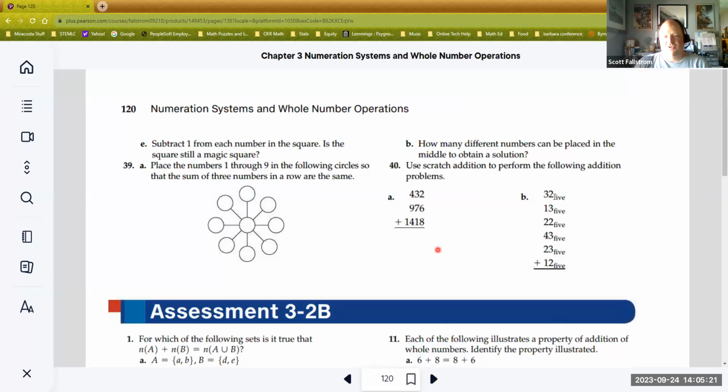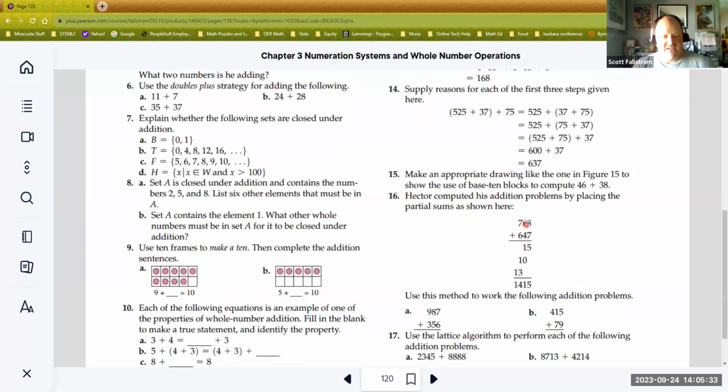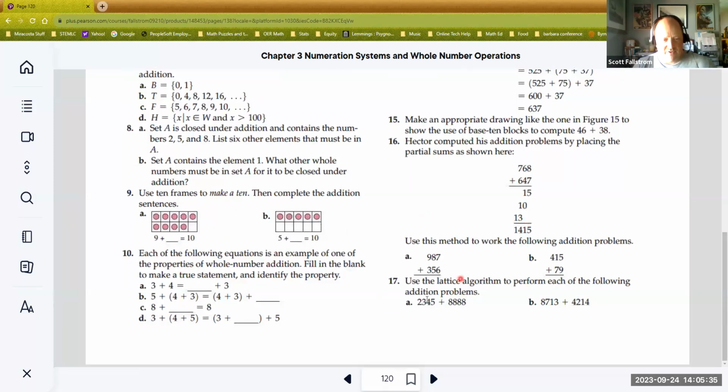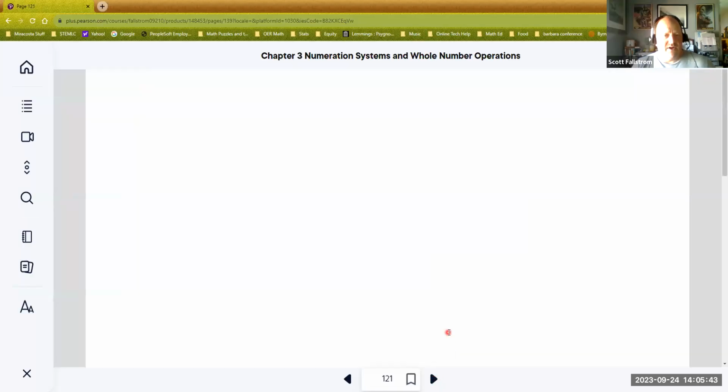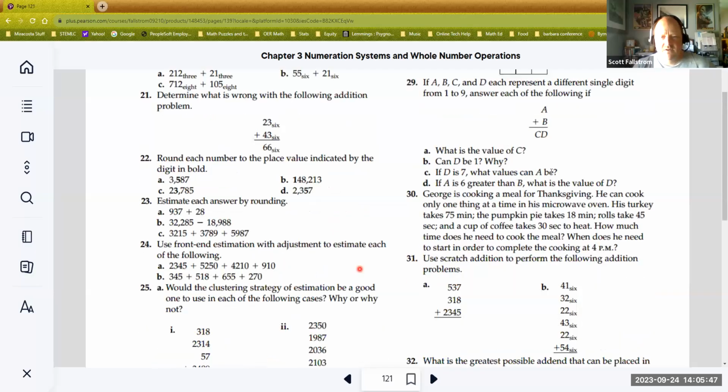Let's see here, and use scratch addition. So scratch addition in another number base is fantastic. Remember, every time you make a group of 5, in this case, you would scratch and continue on with however many ones are left over. Assessment B looks very, very similar. You'll have the same type of questions. Use the lattice. Draw it. Somebody tried an addition problem here. Is that okay? Will it work? Try it yourself. Use the different methods.